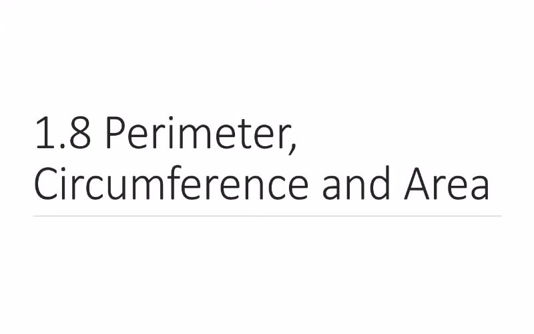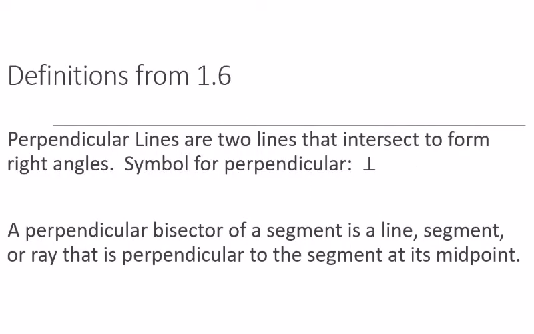Alright, perimeter, circumference, and area, section 1.8. So a couple definitions from earlier that we didn't cover in the whole section 1.6, but they're important. Perpendicular lines are two lines that intersect to form right angles, right? And the symbol for perpendicular is kind of like an upside down capital T.